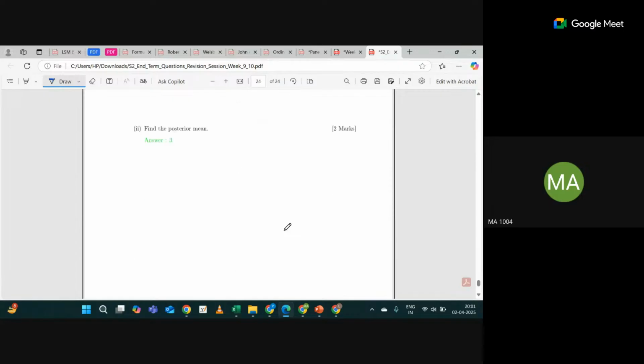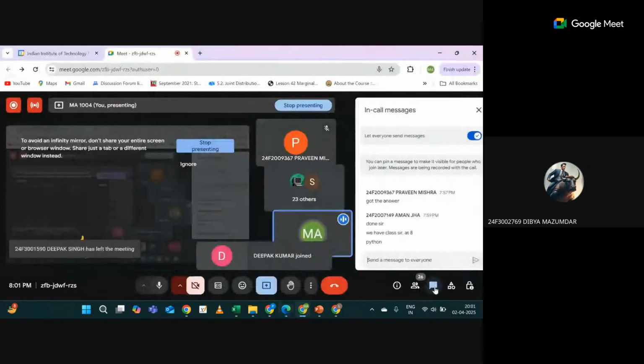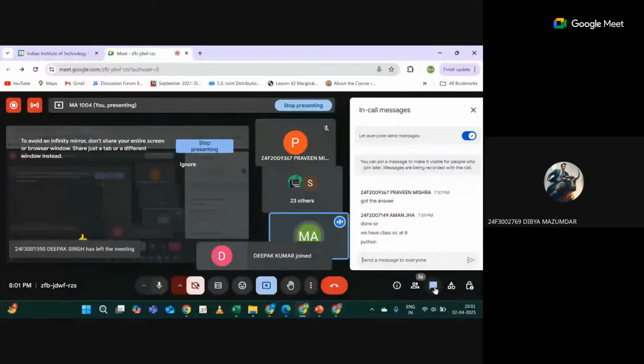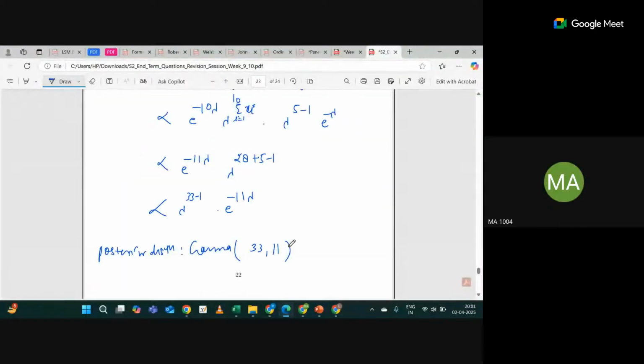And what will be the posterior mean? The posterior mean we know is alpha by beta. So the posterior mean is nothing but 33 divided by 11, which is 3 only. Okay, is this clear? Sir, can you show the previous page once, sir? Hello. Clear. Any doubt? Clear. Yes, sir. Okay.